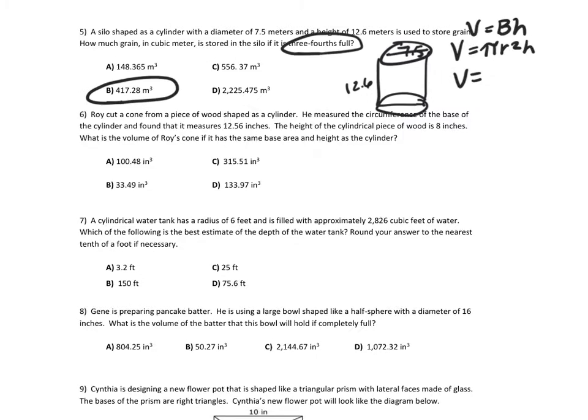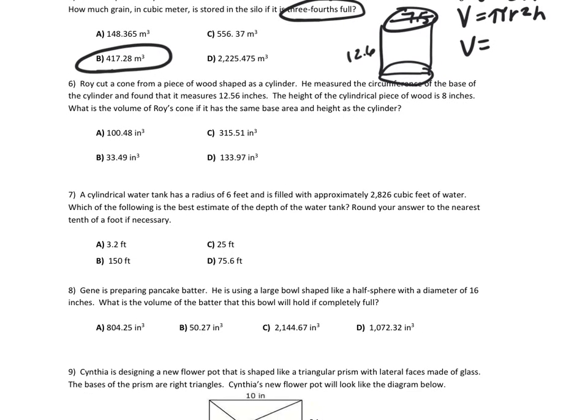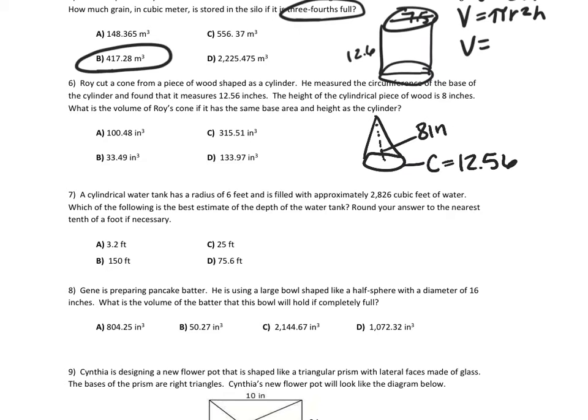Okay, number 6. Roy cut a cone from a piece of wood shaped like a cylinder. He measured the circumference of the base of the cylinder and found it measures 12.56. So circumference equals 12.56. The height of the cylinder piece of wood is 8 inches. So the height right here is 8 inches. What is the volume of Roy's cone?